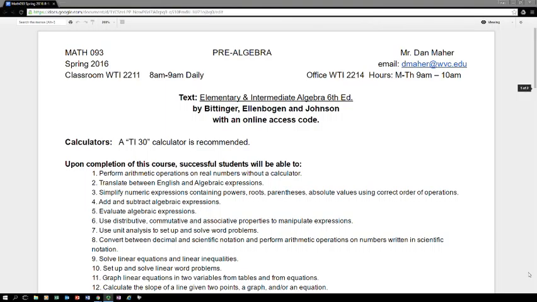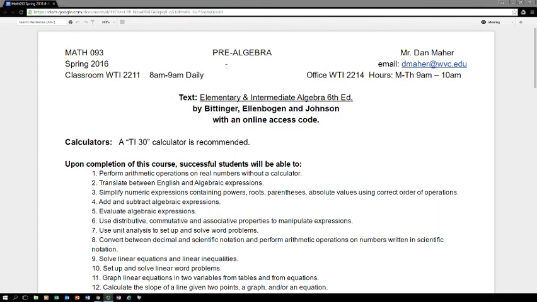You'll notice right away at the top of the syllabus here we have my name, my email address, and my office hours are in Wenatchee Hall 2214. That's up on the second floor back in the math area. It's an adjunct office, so where I sit kind of varies. You need to come in and look and ask for Mr. Maher if you can find me back there. A lot of times I'll be in a couple of different areas I'll talk about too. But the hours are from 9 a.m. to 10 a.m. Monday through Thursday.